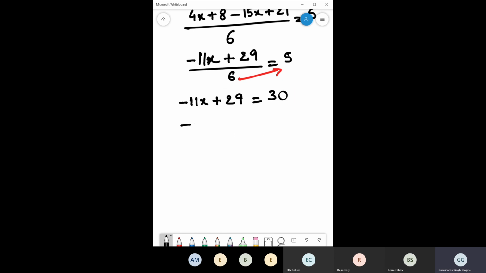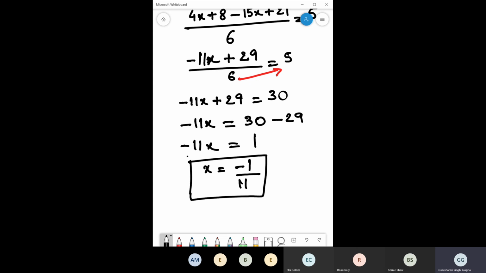What's the next thing? I want to find out the x values, so I will move the constant term to the other side. So it will change to minus 29, which will give me 1 here. And then this is minus 11x times x. So I need to divide both sides by minus 11. So answer for x is minus 1 over 11.